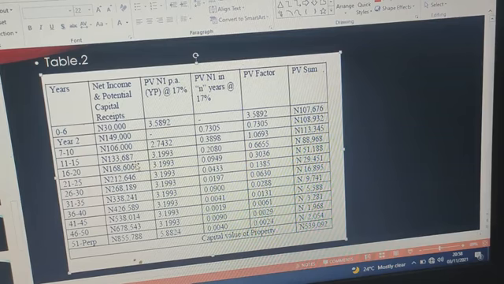16 to 20 and 168,606, 3.1993, 0.0949, 0.3036 and 51,188. 21 to 25 and 212,646, 3.1993, 0.0433, 0.1385 and 29,451. 26 to 30 and 268,189, 3.1993, 0.0197, 0.0630 and 16,895. 31 to 35 and 338,241, 3.1993, 0.0090, 0.0288 and 9,741.